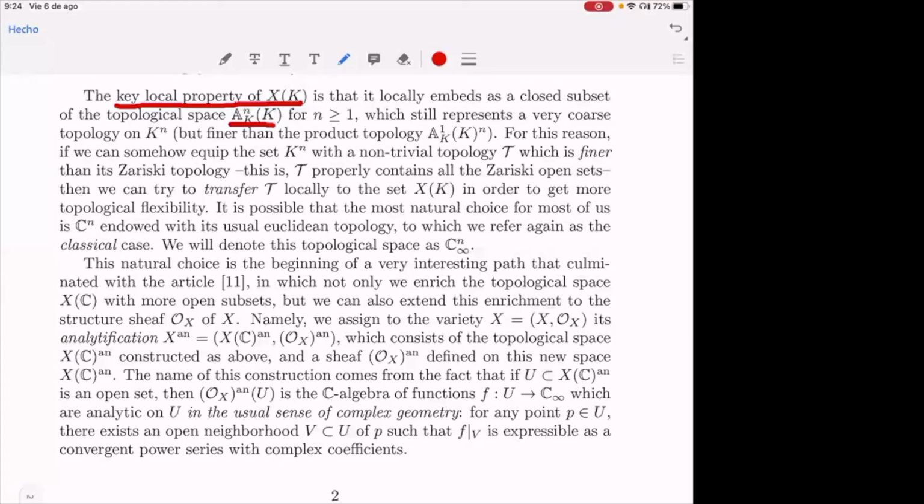That's the principle. So again, referring myself to the classical case, the first natural choice of topology with which you can endow a field is the usual Euclidean topology on the complex affine space. And well, C^n is not just a set, it's a topological space. So let me denote the complex numbers raised to the nth power with the usual Euclidean topology as C^n_∞. This notation is going to be also explained.